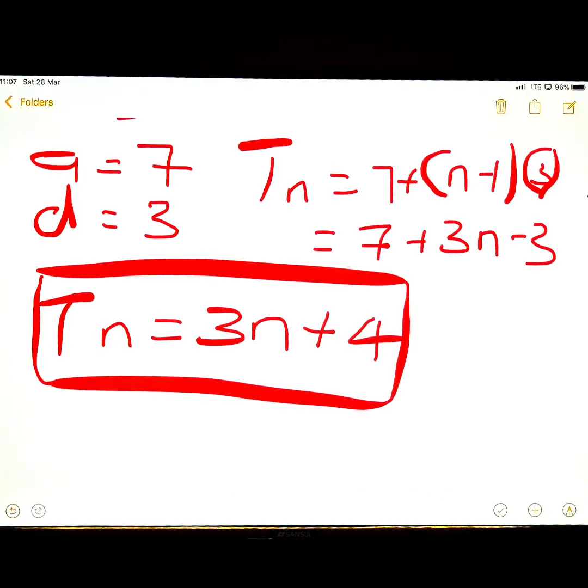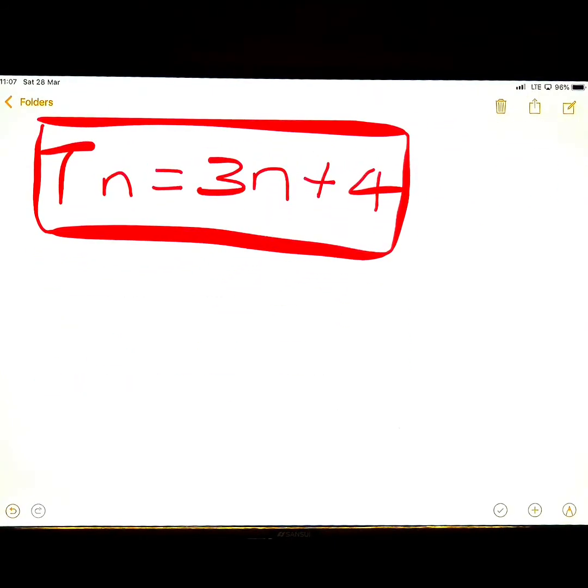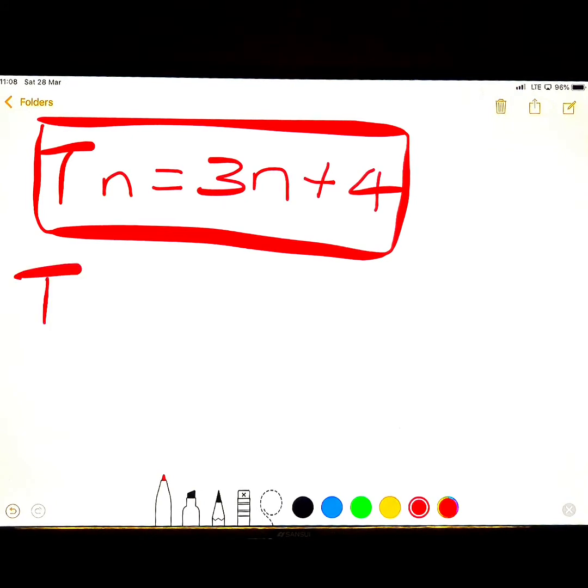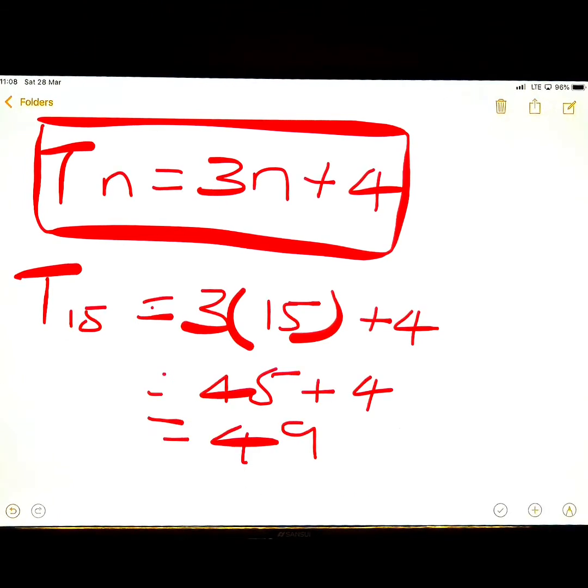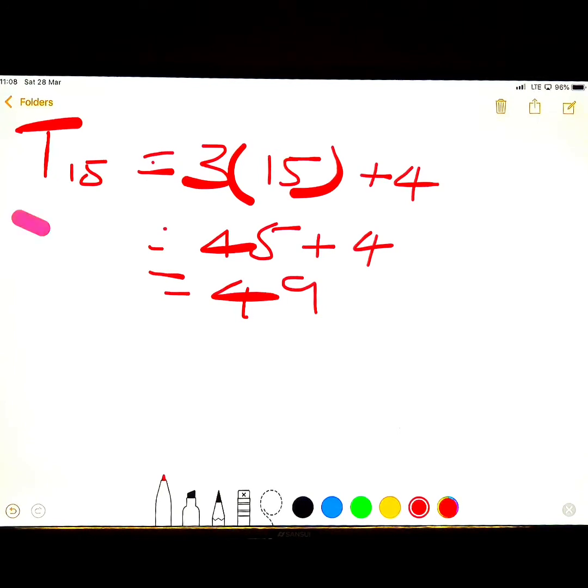Okay, so the question that usually follows this one is that you're going to have to find a value. They're going to give you, maybe, find the 15th term. So you're going to use this formula that you have here. What we're looking for is T15. It is going to be equal to 3, and where you see an n, you're going to put 15. So we're going to have 3(15) + 4, and then you punch that in your calculator, and you're going to have 45 + 4, which is equal to 49. So therefore T15 is equal to 49.